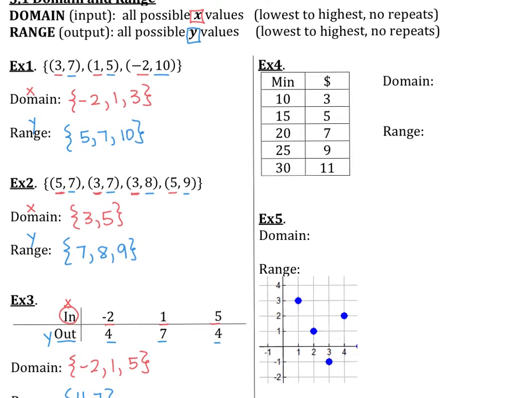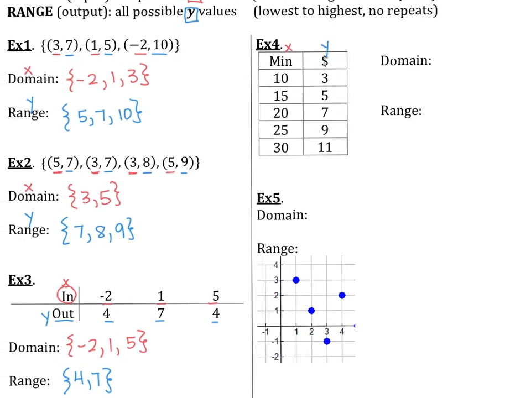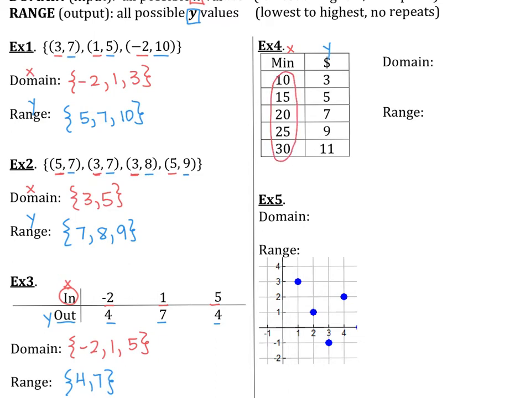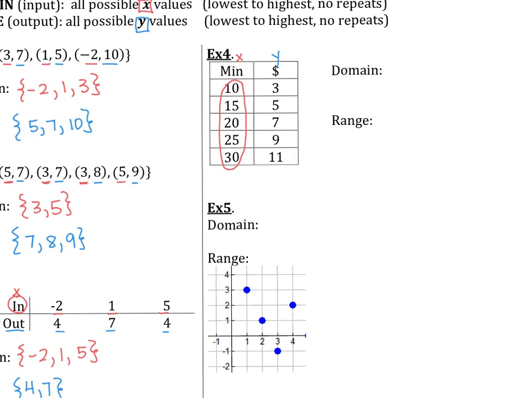Okay, now example 4, same domain and range, I'm just representing it in different ways. So example 4 is a table. It doesn't tell me which one's the input or the output, but we're going to assume the first column is the x column and the second column is the y column. Okay, so in this case, these are all the x values. And when I list them, I am going to list all of them in order. I use the curly brackets. If you don't use them, it's okay. But just know that they're just saying that we're making a list. So 10, 15, 20, 25, 30, and they're in order, lowest to highest, and there's no repeats.